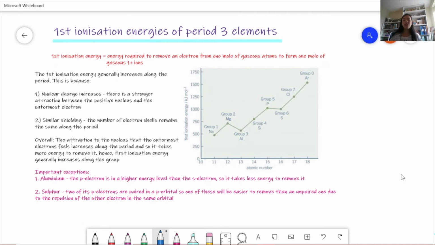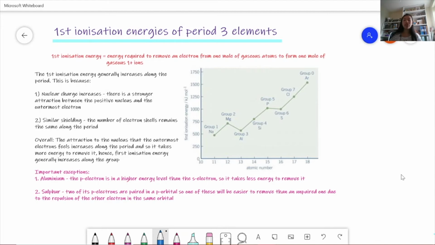The first ionization energies of period 3 elements. So the definition of first ionization energy is the energy required to remove an electron from 1 mole of gaseous atoms to form 1 mole of gaseous 1+ ions. And so we have the general trend that the first ionization energies increase along a period. And this is because of 2 reasons.